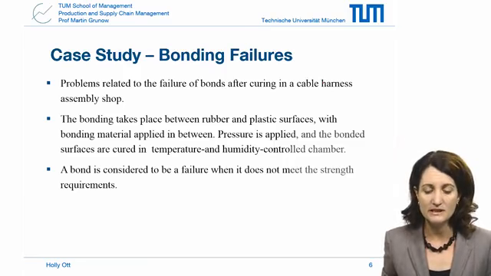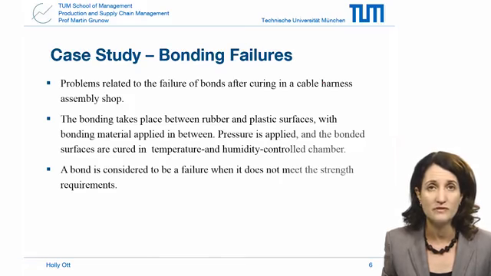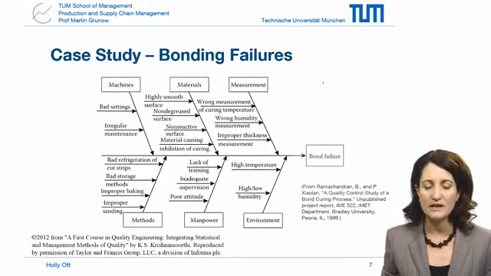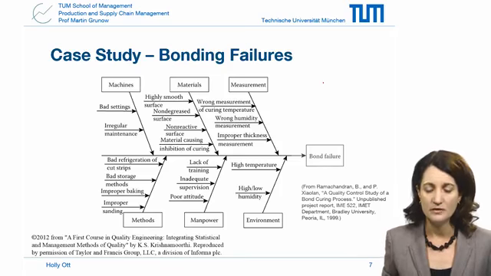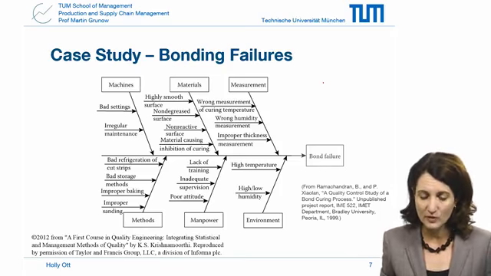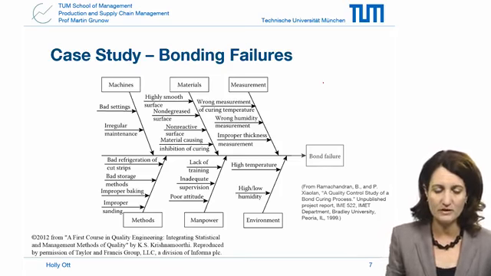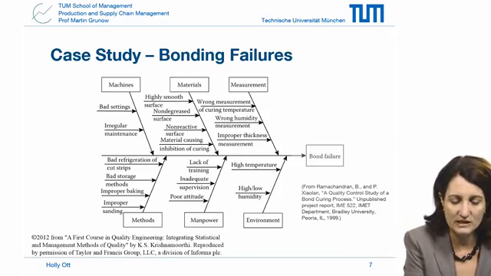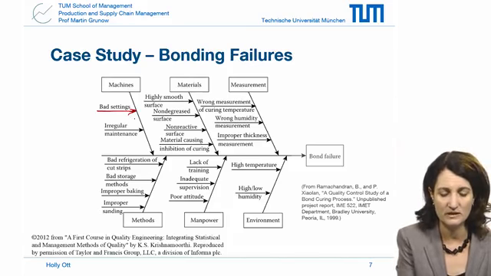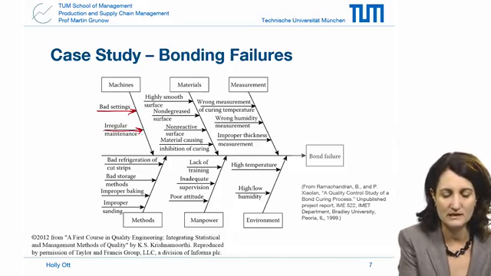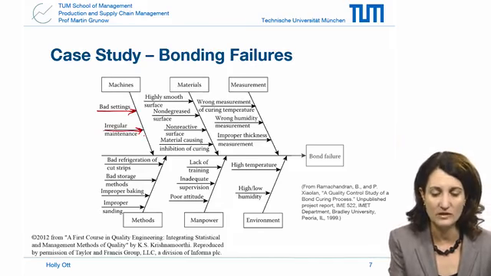So the team sat together, talked to all the people involved in the process, looked at the process, and here's the example of their fishbone diagram. Now, maybe here we don't need to go through everything, but you can see, for example, for the machines, could it be the setting on the oven was incorrect? Could it be that the maintenance was not done regularly enough?